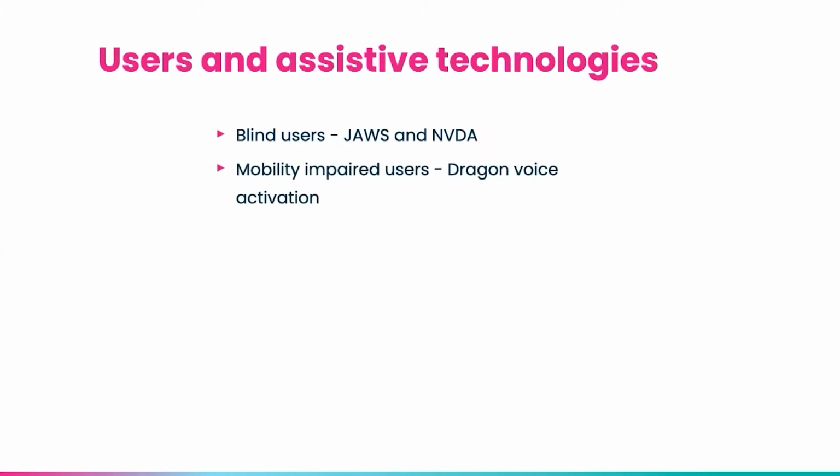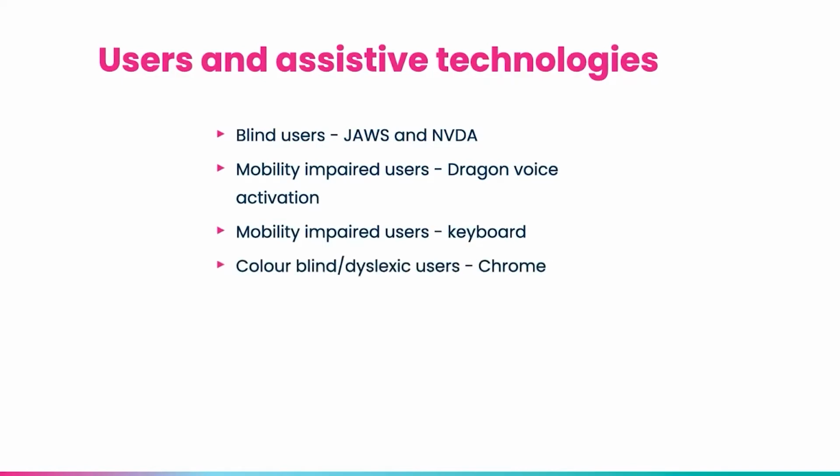Users with impaired mobility, so they couldn't even use a keyboard or a mouse. They needed to speak using some sort of voice activation, and in this case it was Dragon, which is an app for that. Yeah, people who had to use a keyboard, they couldn't use a mouse, so keyboard users.